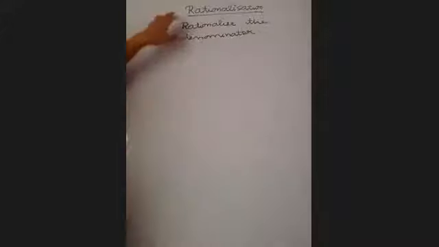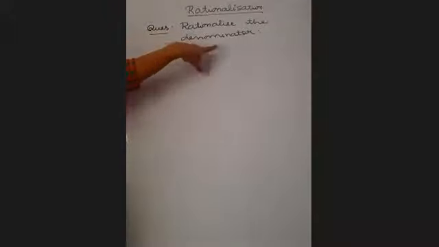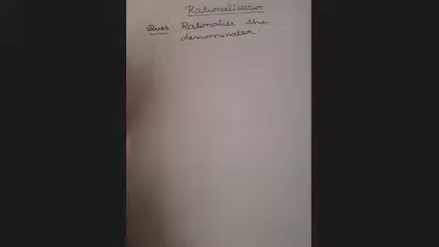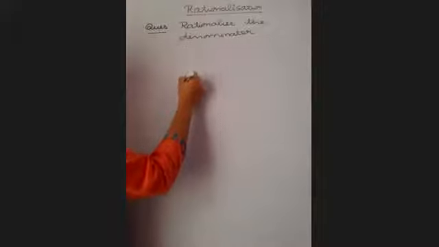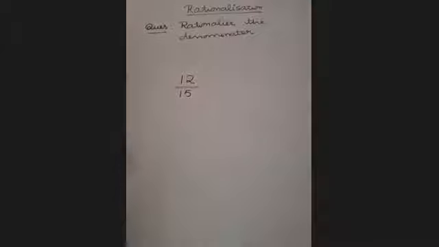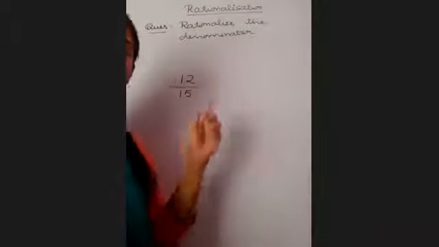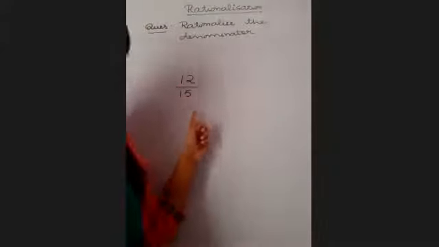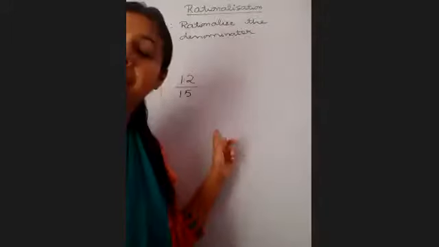So the next topic is rationalization. And the question comes like, rationalize the denominator. To begin with this topic, I would first ask you a few questions. Suppose we have a number like 12 upon 15. Now in class 9, if you get a number like 12 upon 15 in the answer, are you going to leave your answer like this?